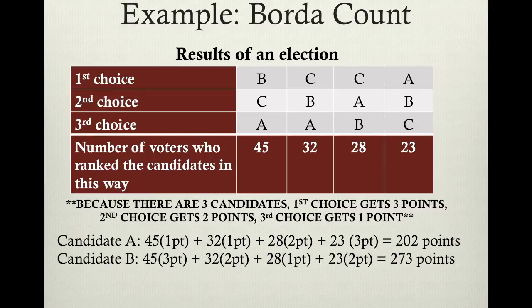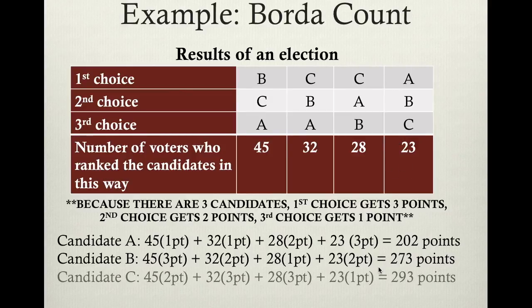So candidate B, first choice, 3 points times 45. Second choice, 2 points times 32. Third choice, 1 point times 28 people who voted B there. And finally, B is second, so 2 points times 23 people. Down here, we have 273 points for B.